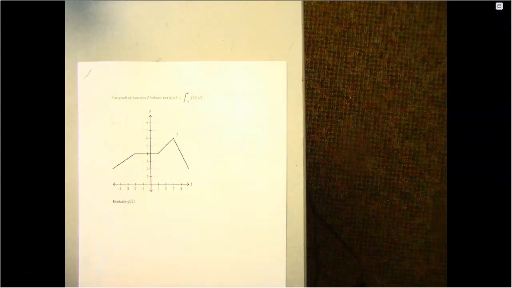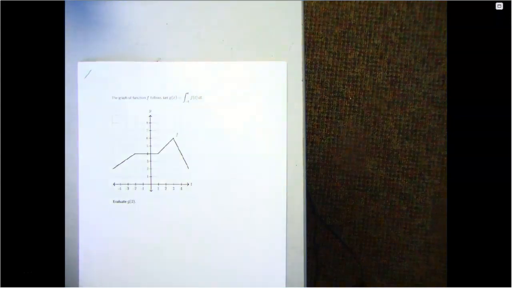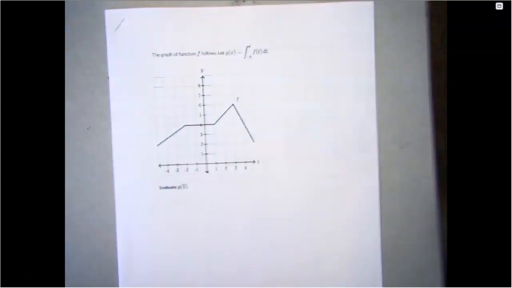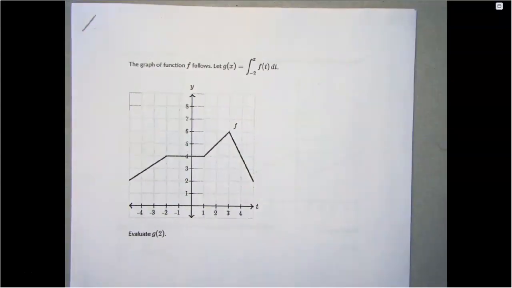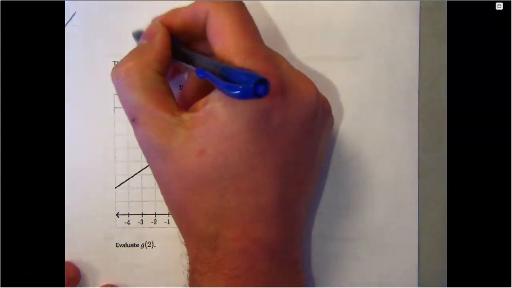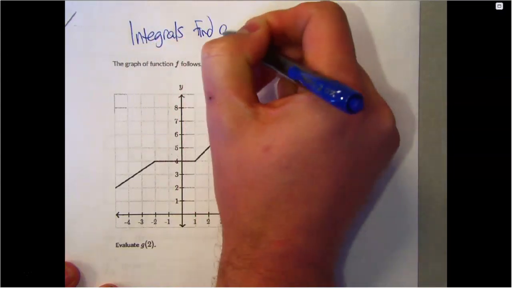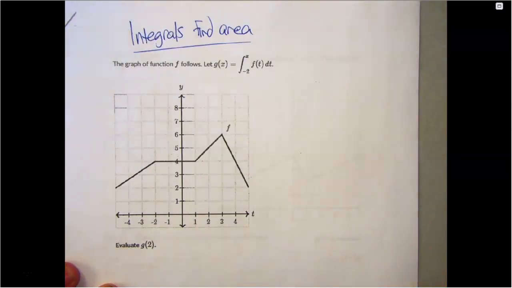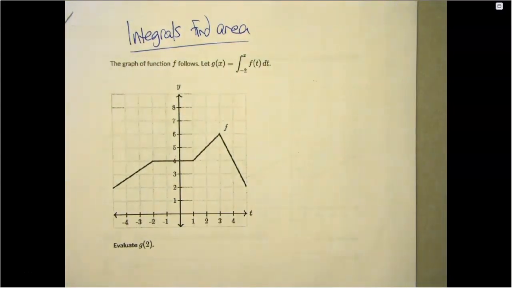Okay, so kind of switching gears. We've been doing all the algebraic methods for a while. The graphical methods are a little shorter, which is nice. So if I look at this one here, the main idea is integrals find area. Derivatives find slope. Integrals find area.